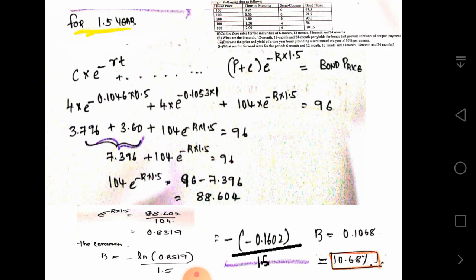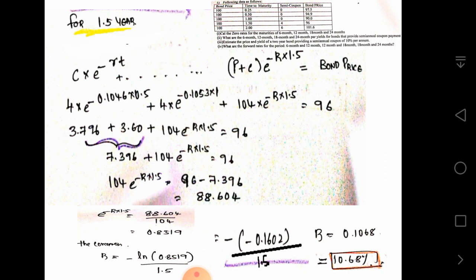What was the zero rate for the first 6 months? The coupon is 4, so 4 into exponential to the power of minus 0.1046. How did you get 0.1046? That is the first sub question. If you look at the 6 months zero rate, 0.1046 was the zero rate for 6 months, multiplied by 0.5. 0.5 is for 6 months.